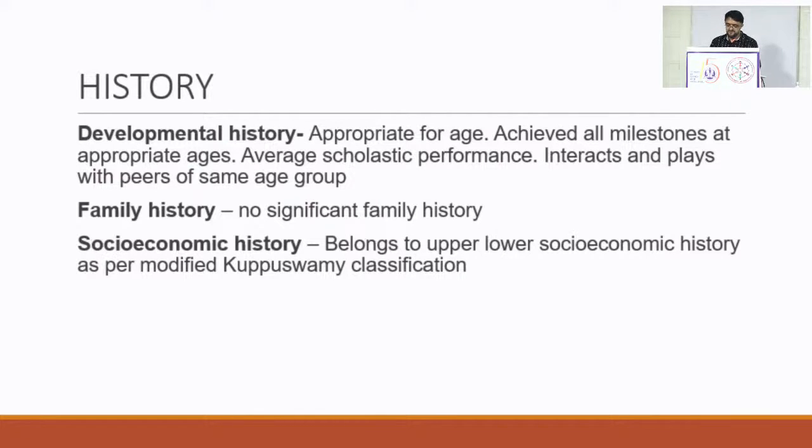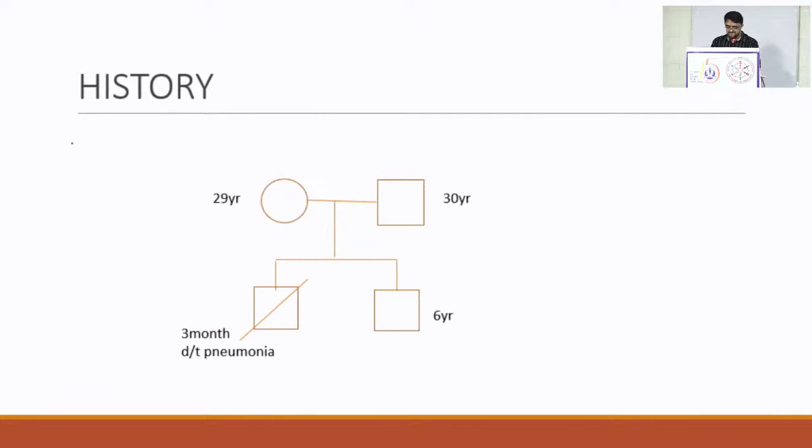Parents belong to upper lower socioeconomic class. This is the pedigree of the family. The firstborn child died due to pneumonia at 3 months of age.